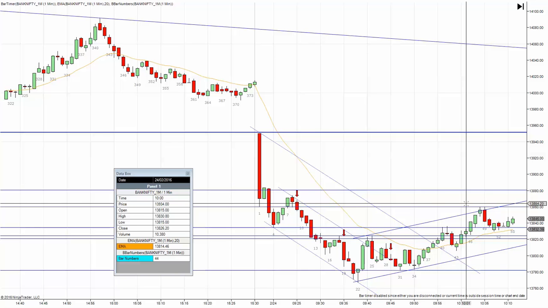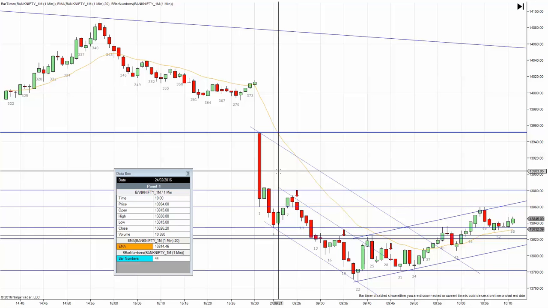Hi, welcome everyone. Let's go through yesterday's Bank Nifty Futures price action analysis using 1 minute candlestick chart. I will take you through bar by bar what happened and what are the trades that were possible using the price action patterns that were executed.